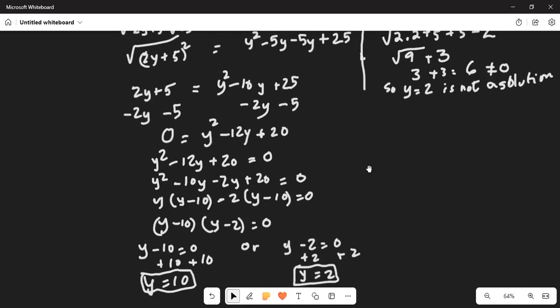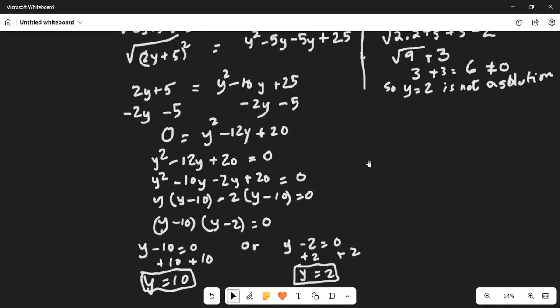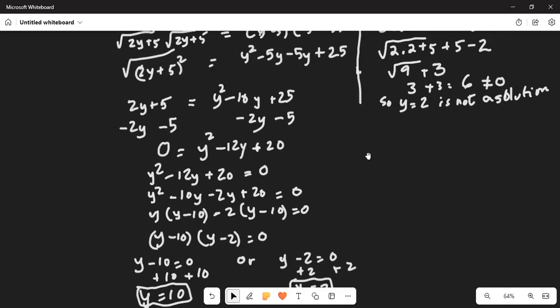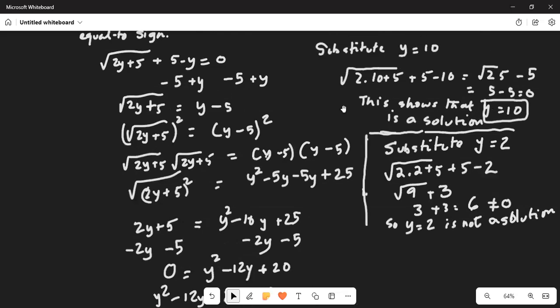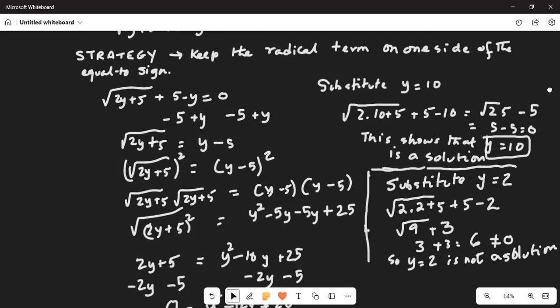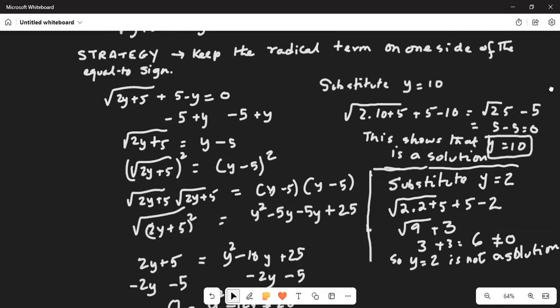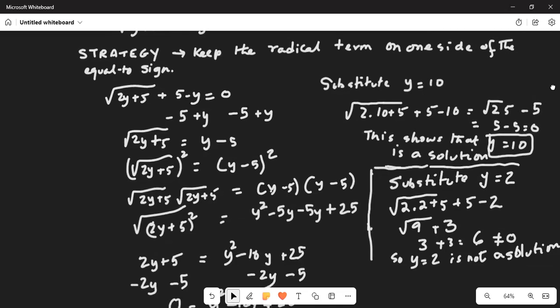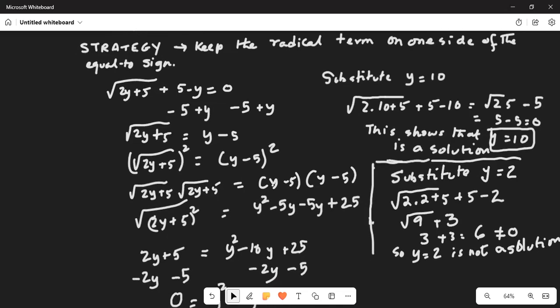Now y minus 10 equal to 0 means y equal to 10, and y minus 2 equal to 0 is y equal to 2. Now the question is, are both of these solutions, 10 and 2, valid? We need to substitute both 10 and 2 in the original equation and see whether the left-hand side is equal to the right-hand side, which is 0. When we plug in y equal to 10, the left-hand side becomes the square root of 2 times 10 plus 5, which is square root of 25, plus 5 minus 10, which is minus 5. So 5 minus 5, since the square root of 25 is 5, is 0. This shows that y equal to 10 is a solution.